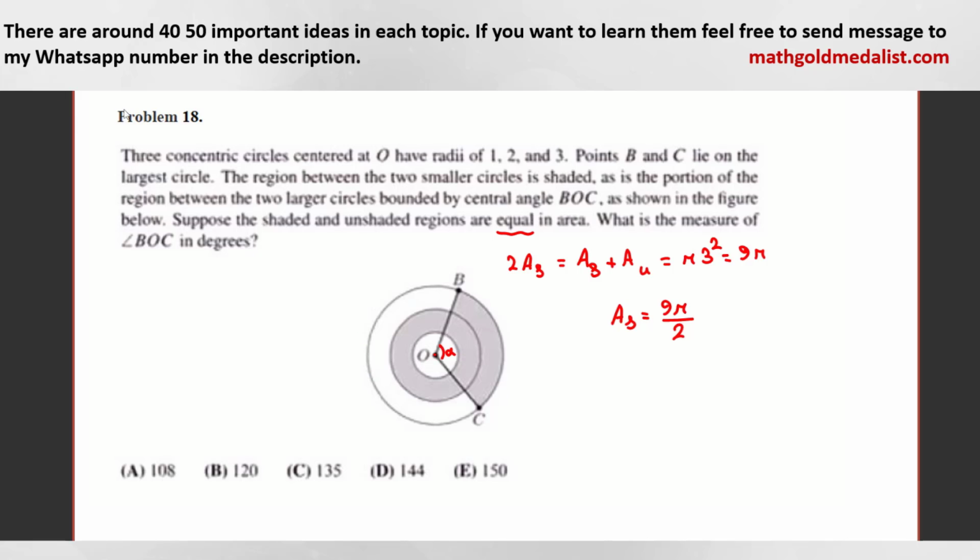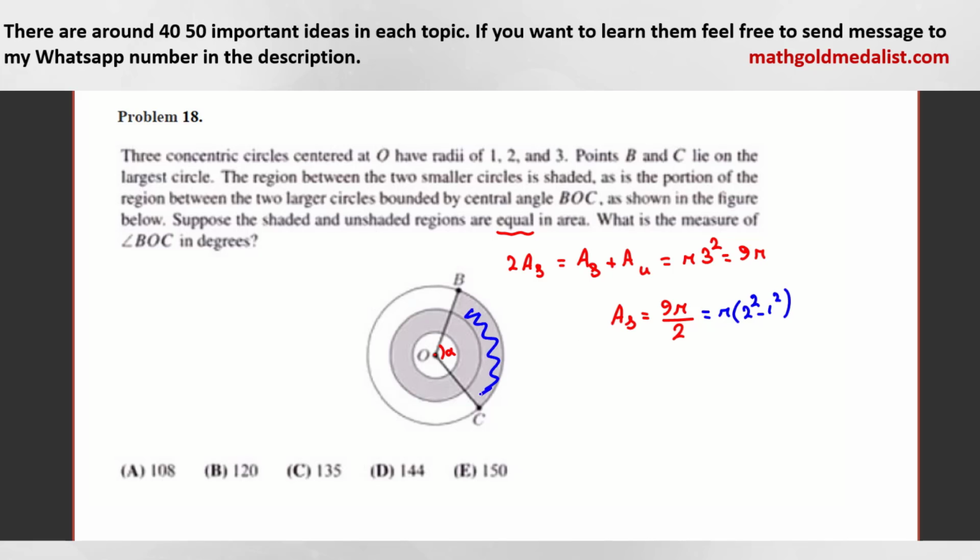Now, we can split the area of the shaded region into two parts: this part and this part. Okay, so let's calculate this part first. This one is the area of this circle with radius 2 minus the area of this circle with radius 1. So it will be pi times 2 squared minus 1 squared.